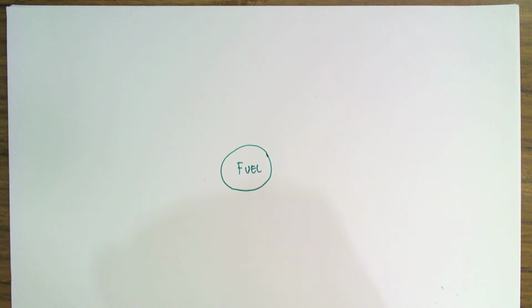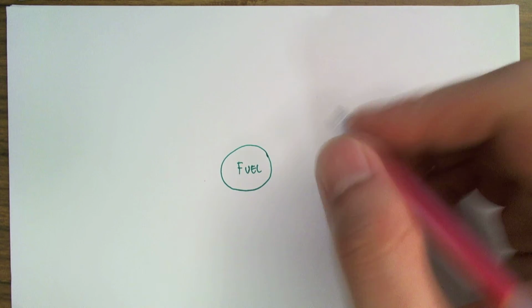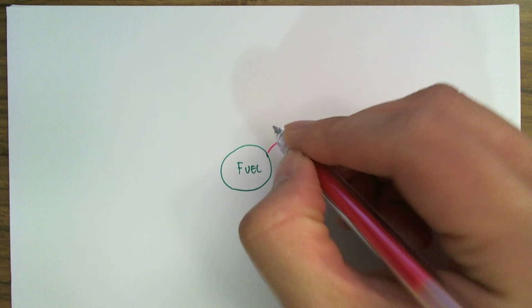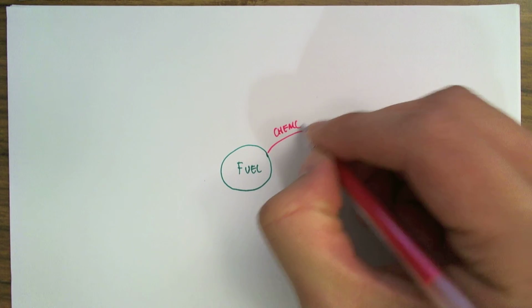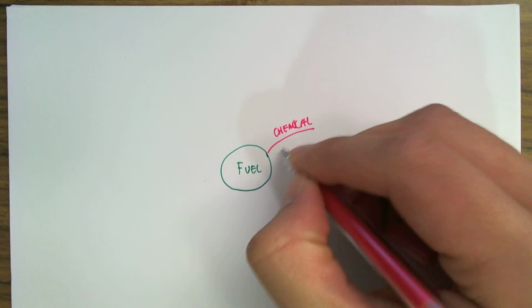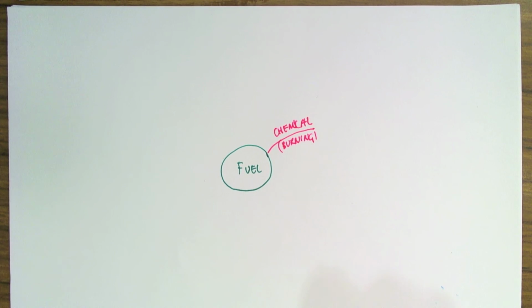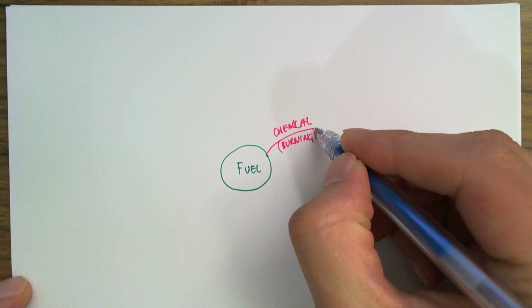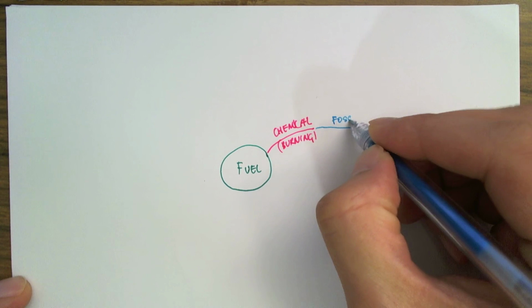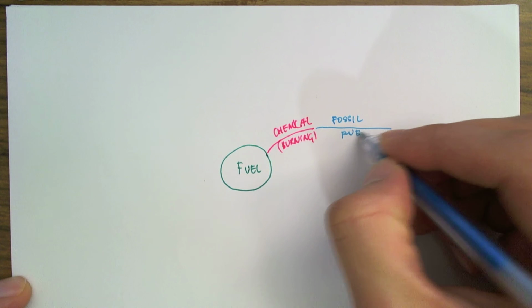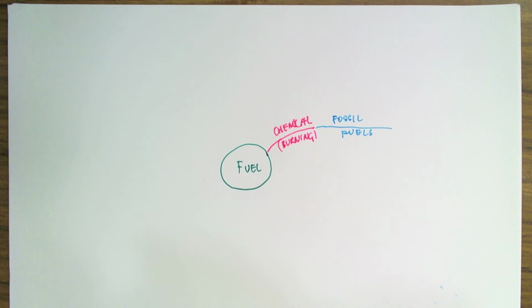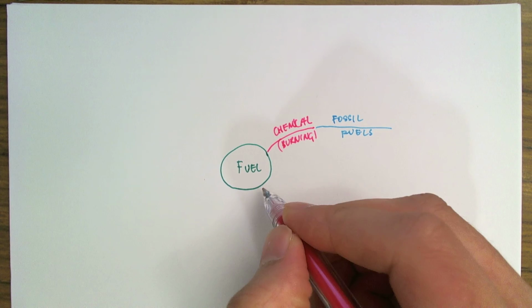The first and most important is the burning of fossil fuel. So I'm going to call that chemical burning. So that would be just fossil fuels. Now, of course, nowadays you can burn other stuff like biomass as well, but I'm just looking at the main sources of energy that we have.